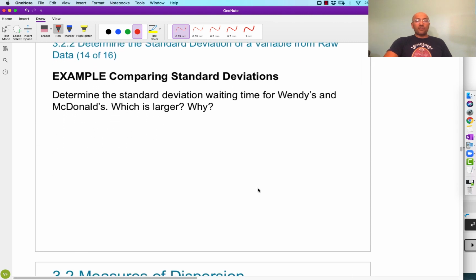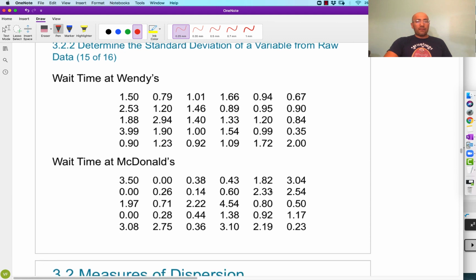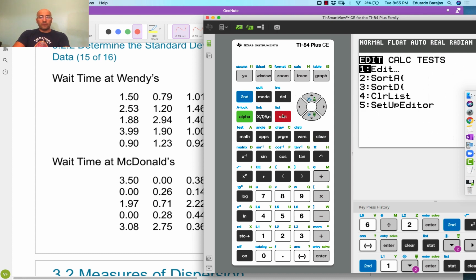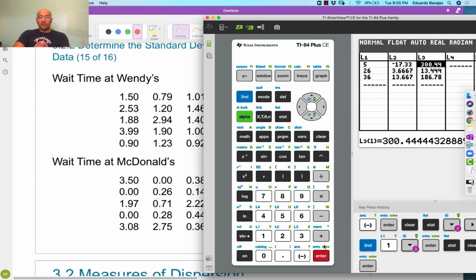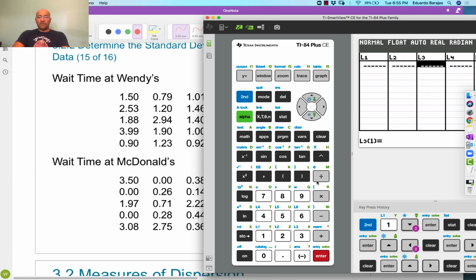Okay, determine the standard deviation wait time for Wendy's and McDonald's, which is larger and why. So remember that we had these two lists of values, and now that I think about it, I should have deleted them. So let's type them in again. So let's go to stat, clear, stat, edit, hit enter. And let's delete these things. I'm not going to need them. So clear, enter, go to the right, up, clear, enter, go to the top, to the right, hit clear, enter.